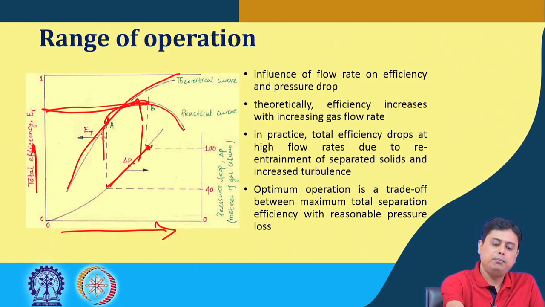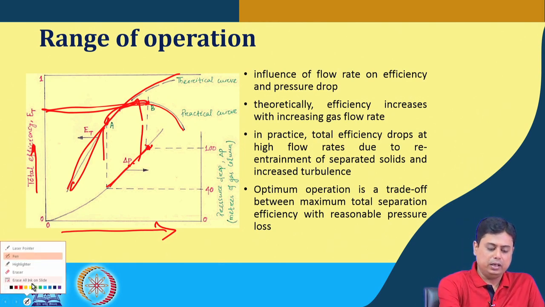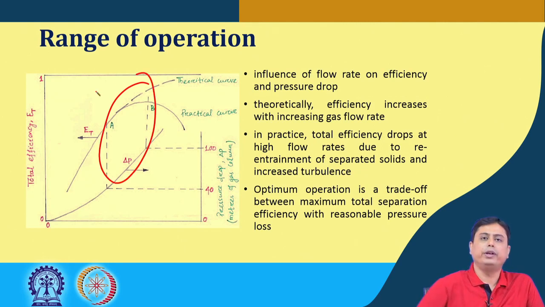If we operate below this region at a low flow rate, then this cyclone separator will basically work as a kind of gravity settler. There would be no such enhanced separation, because the velocity is not sufficient to create the stable vortex that is required for enhanced separation by pushing the solid particles towards the wall, which on collision, on impact, are then collected at the bottom of the vessel. So, basically this A to B zone is our operating window in this case.